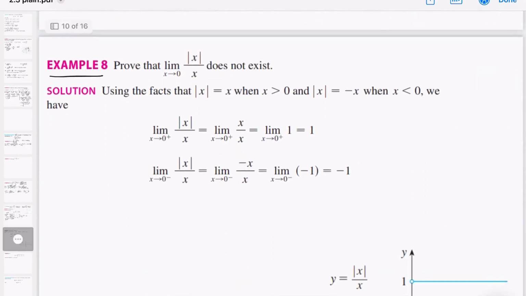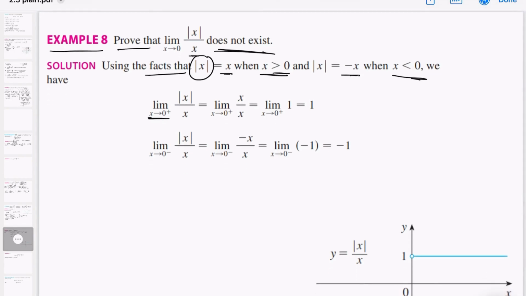In example 8, it's asking to prove that the limit of the absolute value of x over x does not exist. Using the fact that the absolute value, as we just said, is equal to x when x is positive and equal to minus x when x is negative, we have the limit of the function as x goes to 0 from the right is just equal to the limit of the function x over x, which is equal to 1. And here by the limit law, because it's just a constant, it's equal to itself.